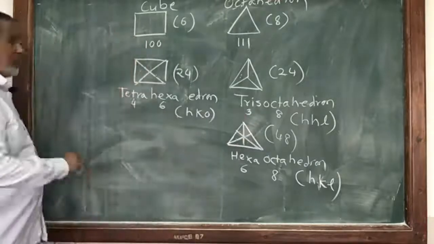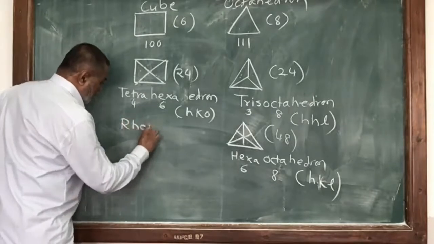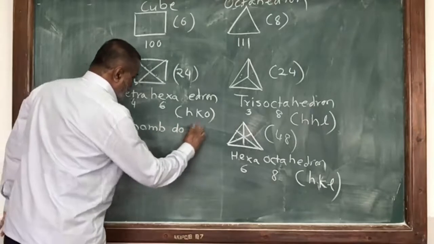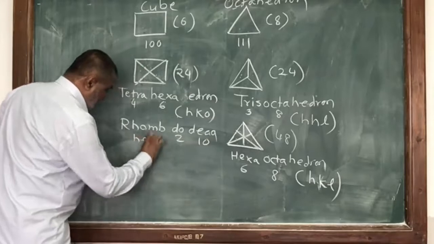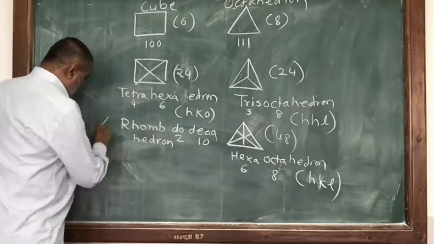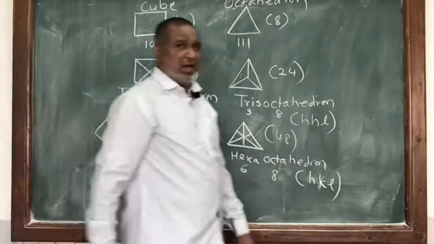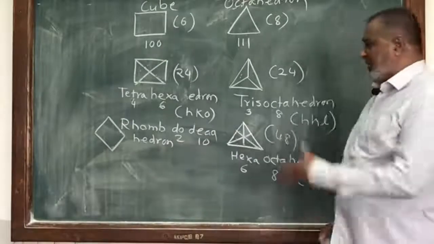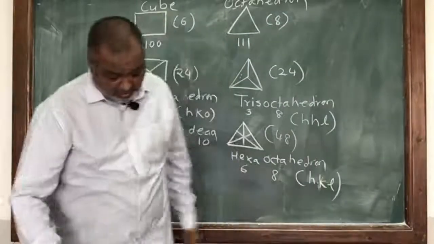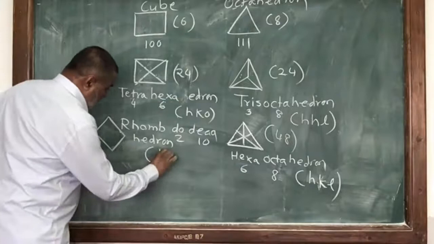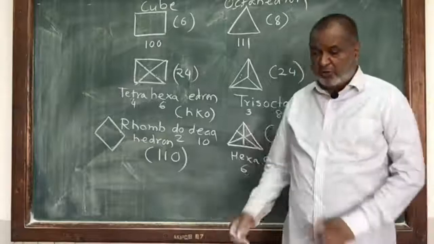Then the next one, depending upon the shape of that particular face, we have rhombdodecahedron. Do means 2, deca means 10, and hedron. Rhombdodecahedron. It is the rhomb shape. If you make out the face, it is the rhomb shape, like a garnet. You have seen it in the hand specimen, the garnet. Now in this rhombdodecahedron, the indices are 1, 1, 0, like what we have for the prism.